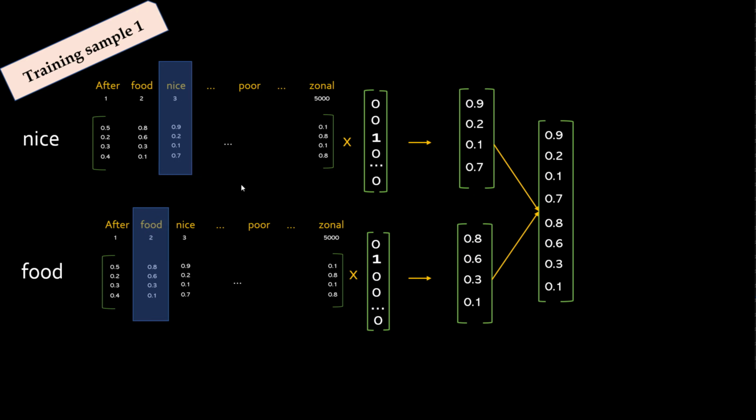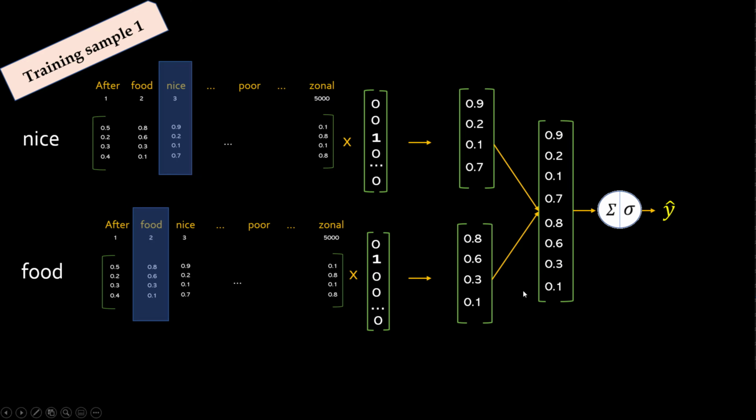Then you flatten the vector. So I have two word embedded vectors. Now these are not perfect. The neural network is still training, okay? So these are two individual word vectors for nice and food. You flatten them, so you get an 8-dimension vector.